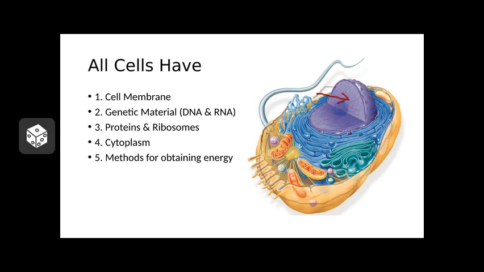DNA and RNA. Now, in this case, the DNA is inside this big structure called a nucleus. Not all cells have a nucleus, but they all have DNA. Third, cells have proteins and ribosomes. Proteins are a little bit too small to see for the most part, but these little tiny dots in here that look like sprinkles, those are ribosomes.